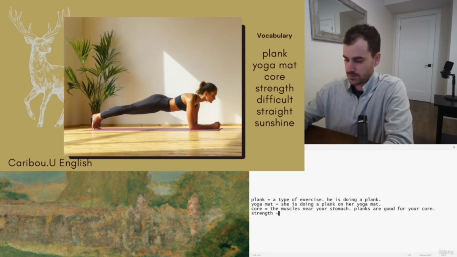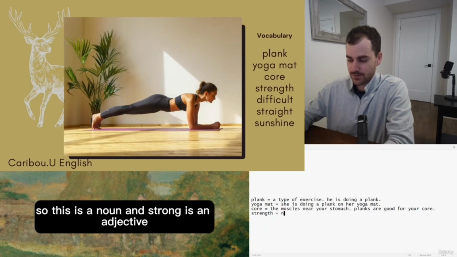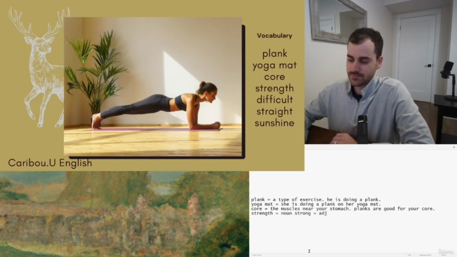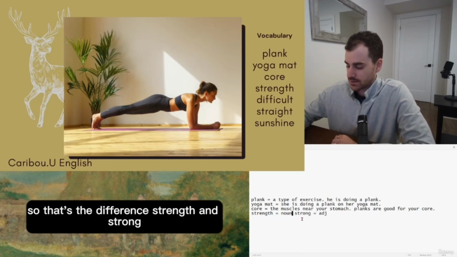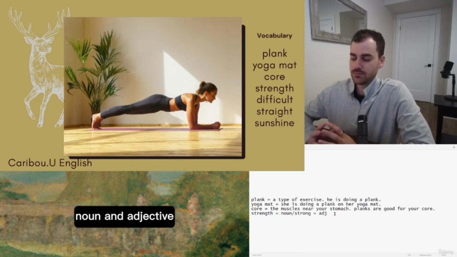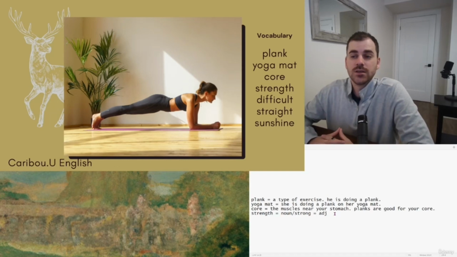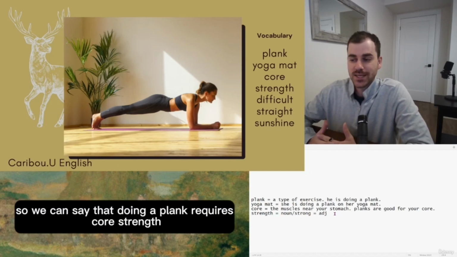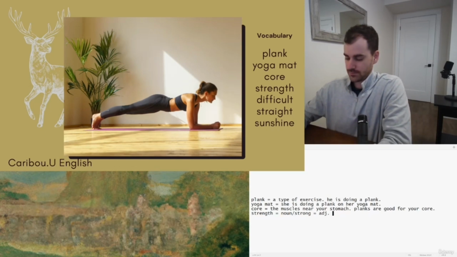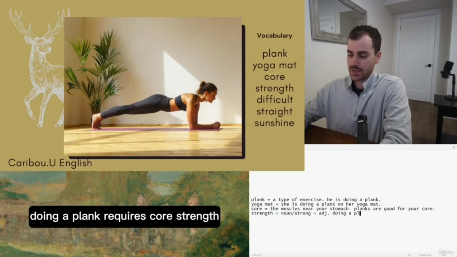Strength. So this is a noun, and strong is an adjective. So that's the difference, strength and strong, noun and adjective. So we can say that doing a plank requires core strength. Doing a plank requires core strength.